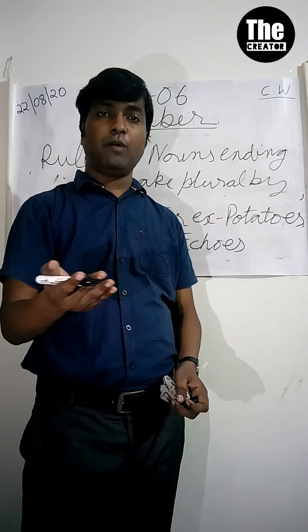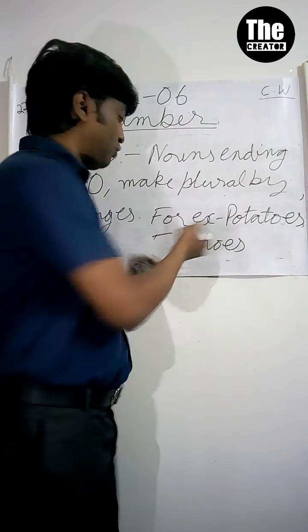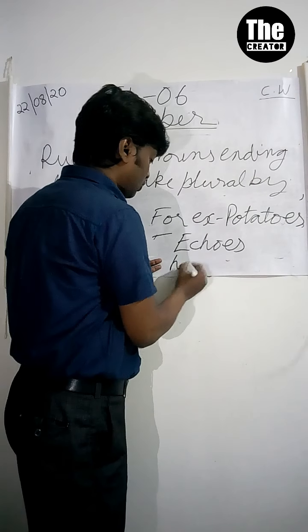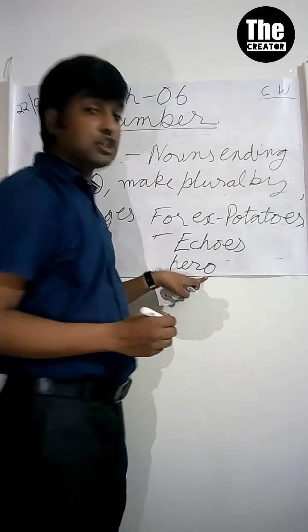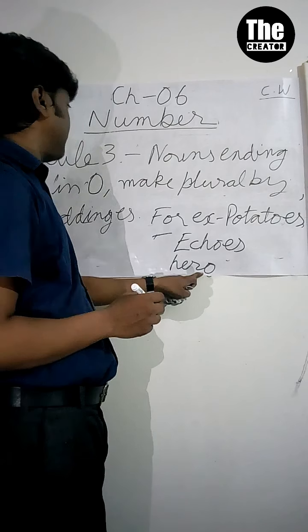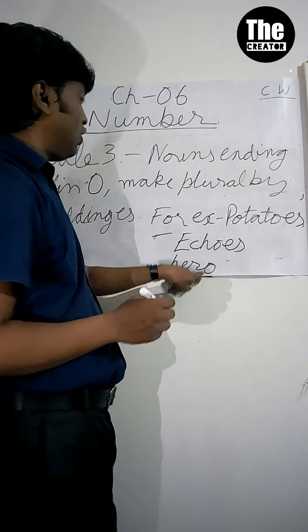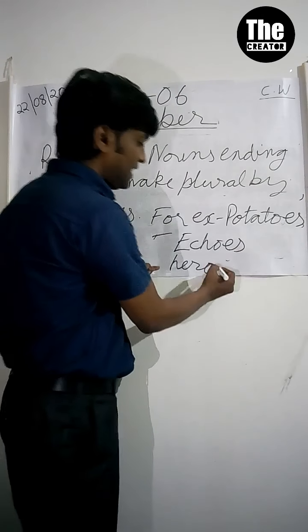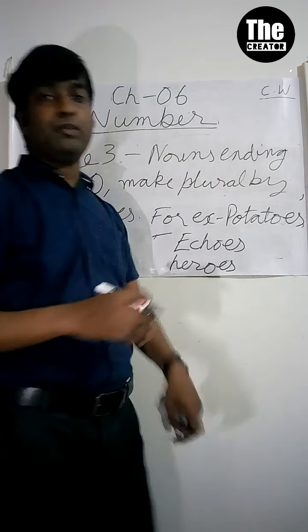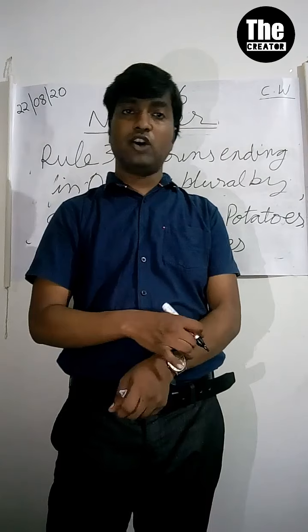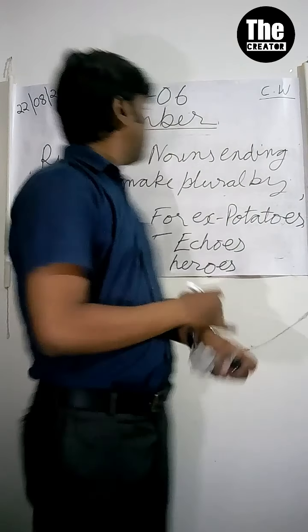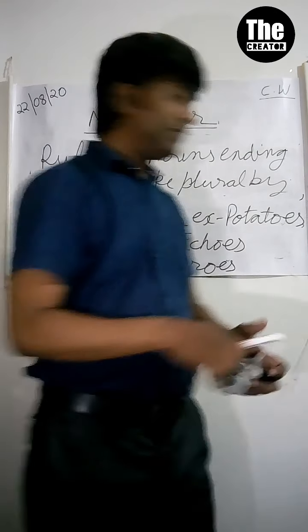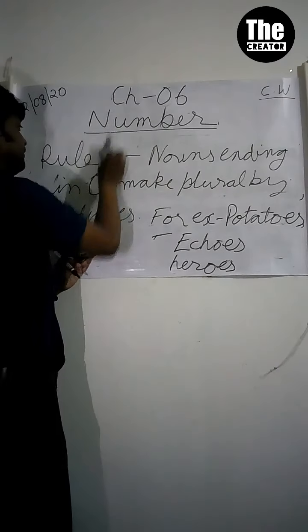If we talk about one more example, hero. It is also ending with O over here. You can see nouns ending in O just make plural by adding ES. Just add ES again, then it would become heroes. Got it? Now if we talk about our next rule, rule number 4.